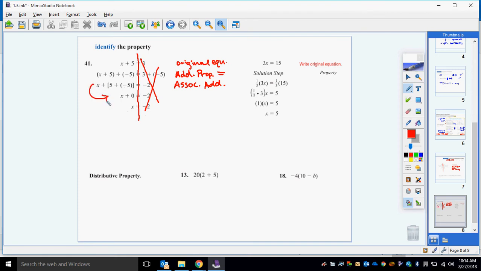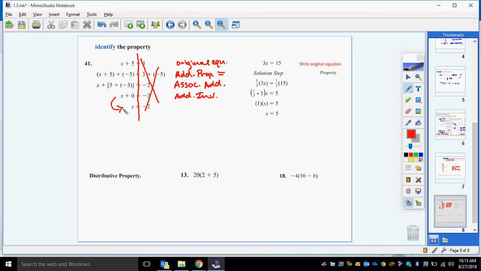Okay, how do we get to the next line? What did they do? Well, the x is still there, but it looks like they added the 5 and the negative 5. So that's the addition property of something. When I add a 5 and a negative 5, oh, those are inverses of each other. Added an inverse, that's the additive inverse property. 5 with a negative 5 makes 0.